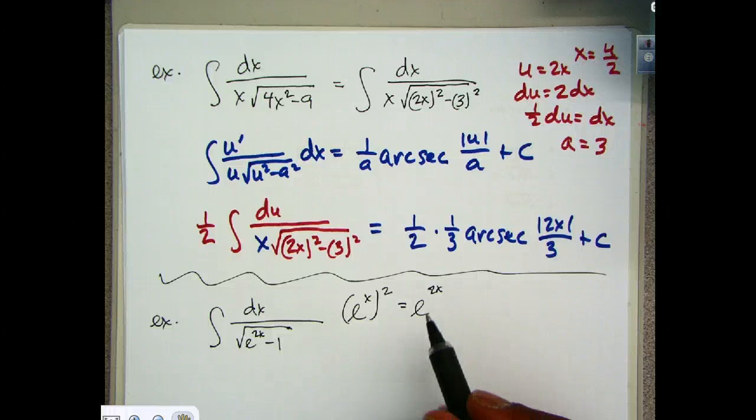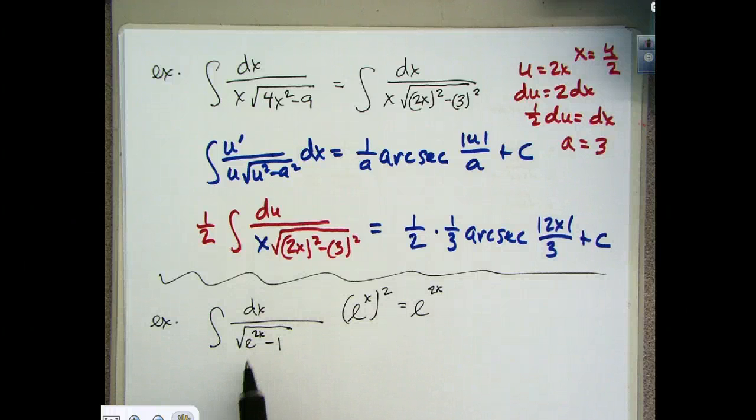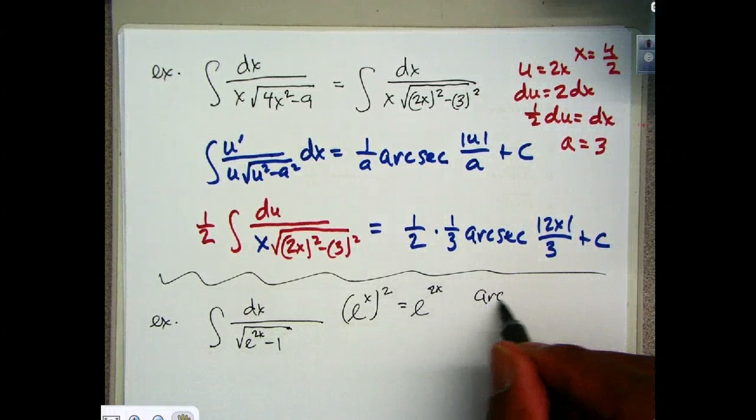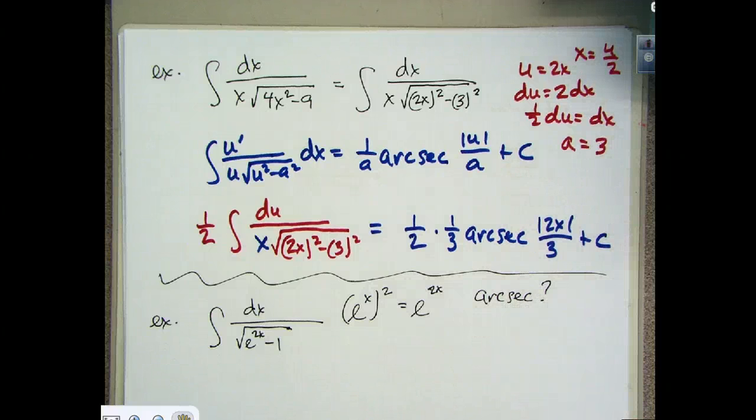So this one looks like it's in the form, we have a u squared minus a squared. So it's not arcsine, because arcsine you have the square root of a squared minus u squared, but here I have my variable first. So if it is going to work with anything, it is going to work with arcsecant. So I put a question mark there.